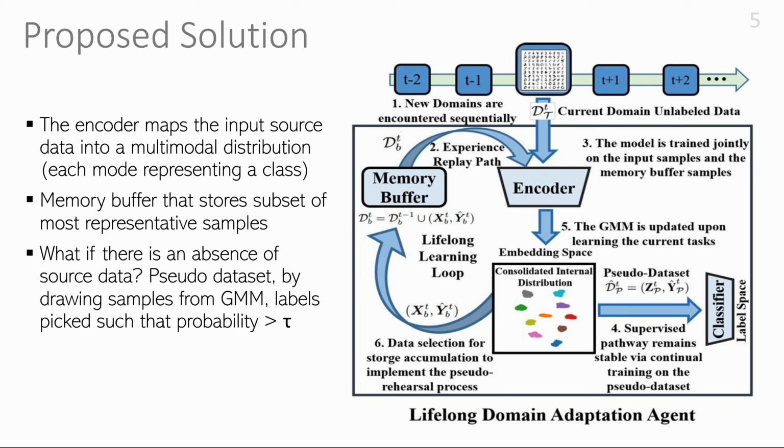Okay, so now the proposed solution. First, new target domains are encountered sequentially, as we can see. Second, this dataset and the representative samples from the memory buffer are both encoded. The representative samples from the previous distribution are used to prevent forgetting. In this embedding space, there is a consolidated internal distribution, CID, as we can see. Third, the model is trained jointly on the input and memory buffer samples. Fourth, the supervised pathway remains stable via continual training on the pseudo dataset. Fifth, the Gaussian mixture model is updated upon learning the current tasks. And sixth, data is selected from the CID so that it can be stored in the memory buffer for pseudo rehearsal.